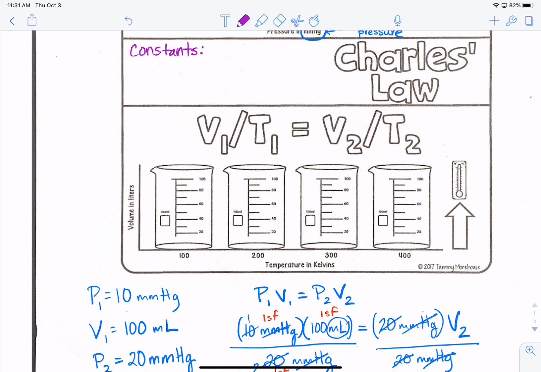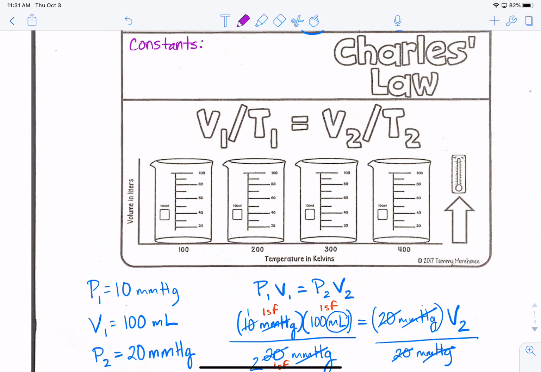In Charles' law, you have V over T, so it's a fraction. Which variable is not involved here? Pressure. Good. So one of the constants is pressure. We are not going to change pressure. Remember, we identify pressure with a P.